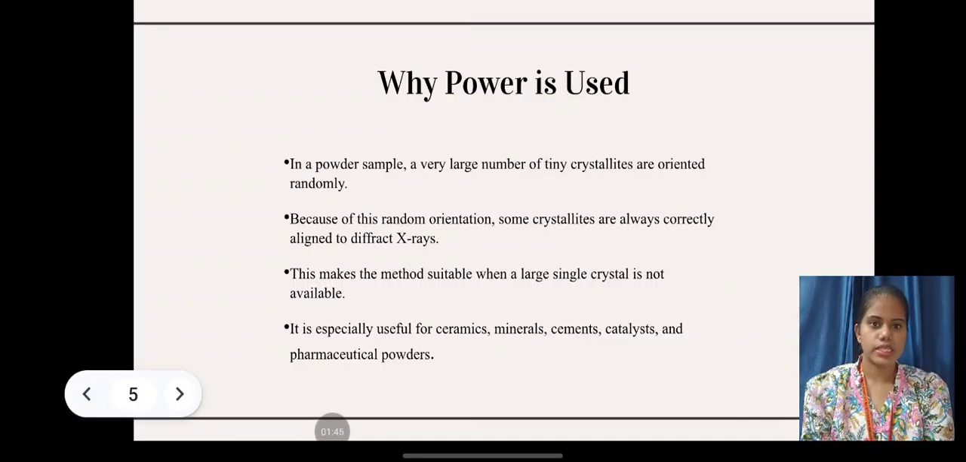Why powder is used? In a powder sample, a very large number of tiny crystals are oriented randomly. Because of these random orientations, some crystallites are always correctly aligned to diffract X-rays. This makes the method suitable when a large single crystal is not available. It is especially useful for ceramics, minerals, cements, crystals, and pharmaceutical powders.